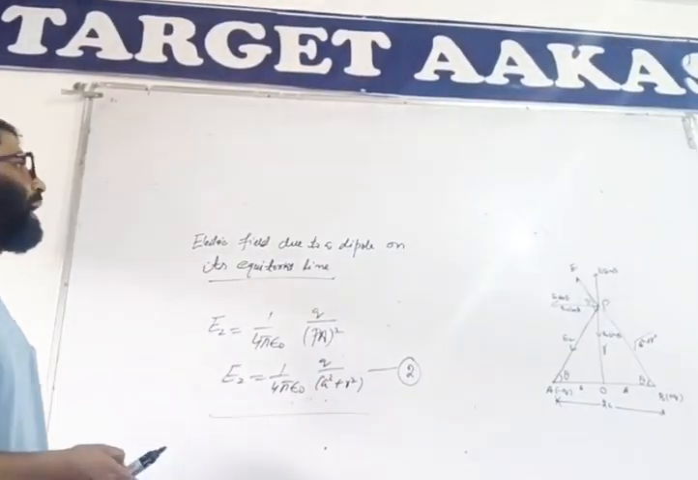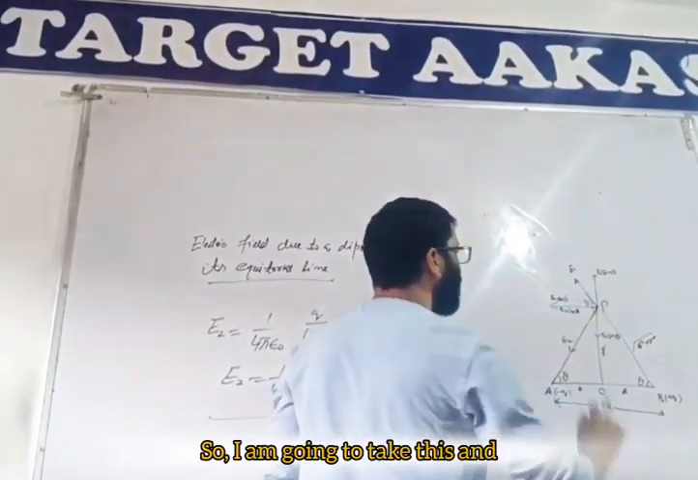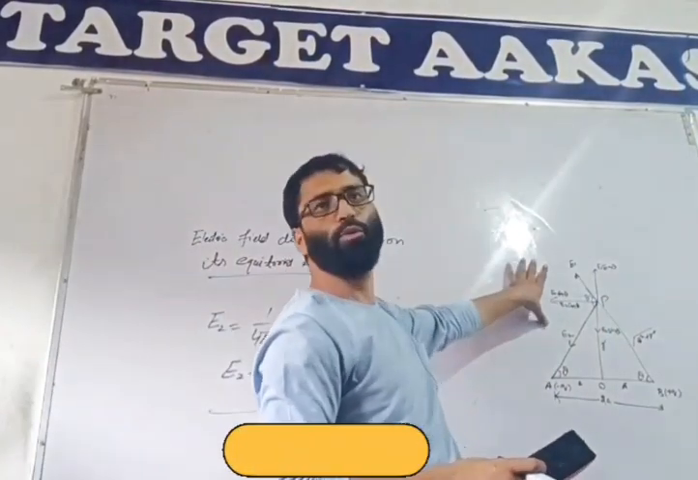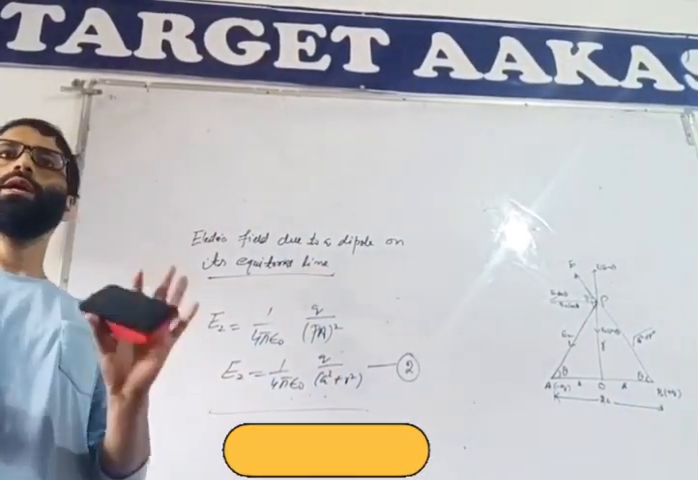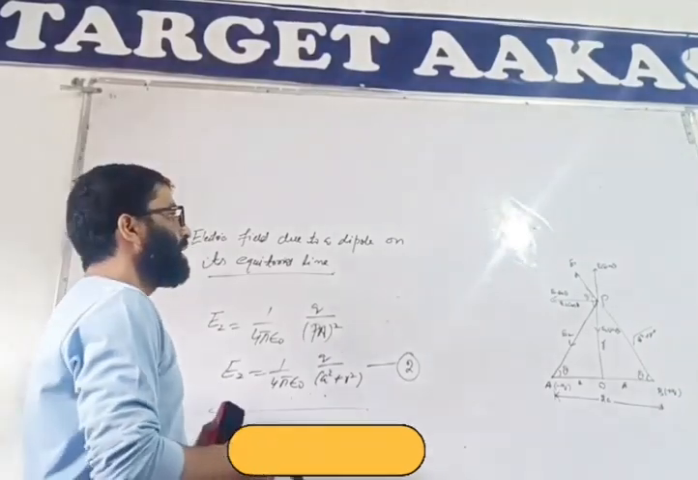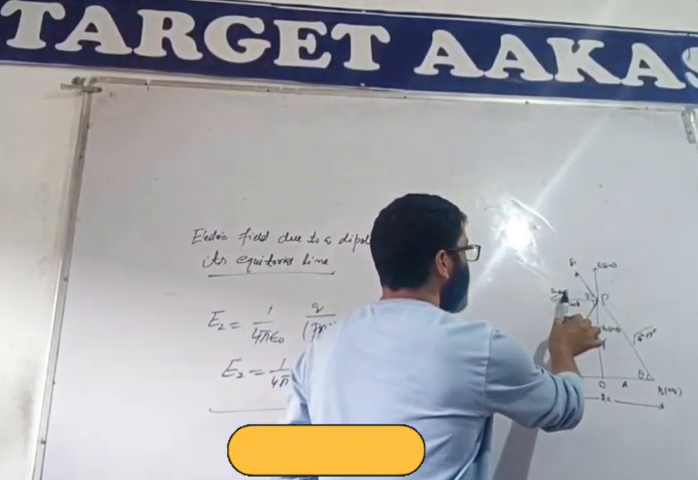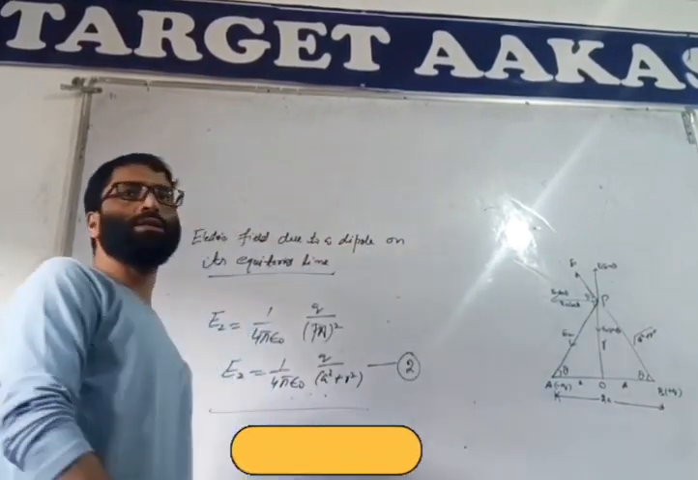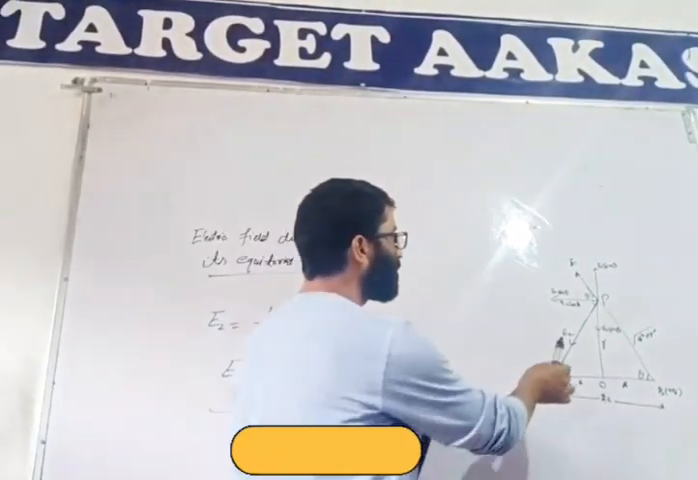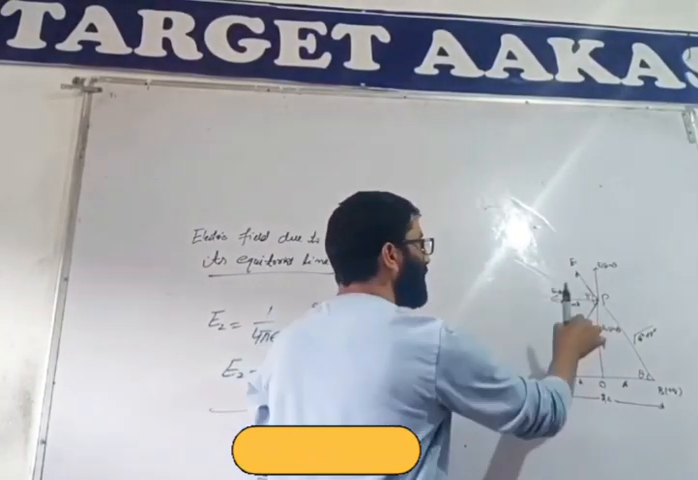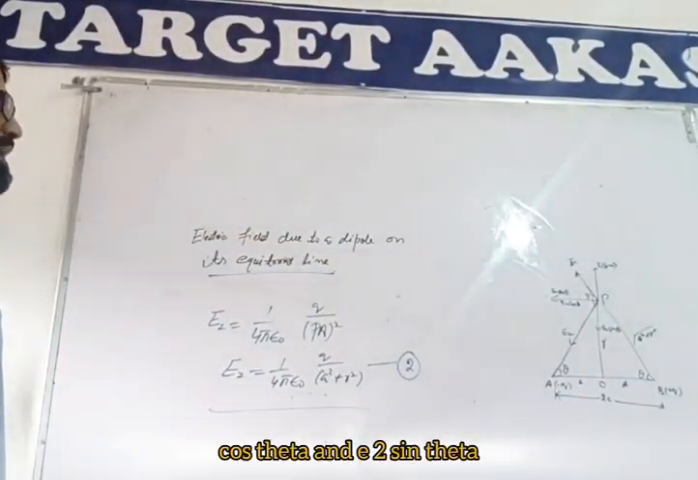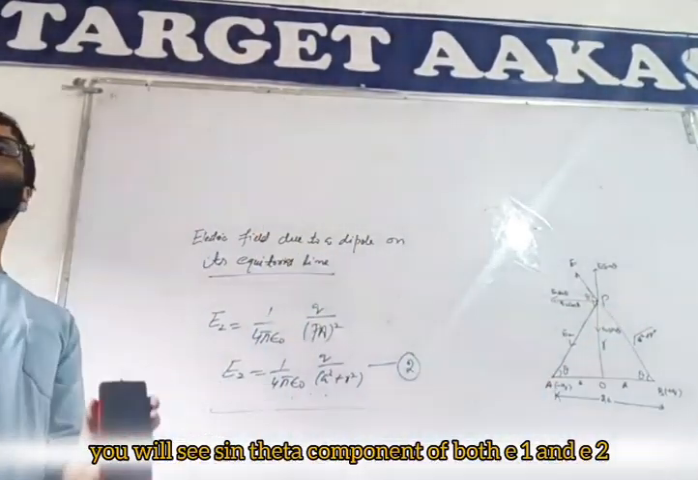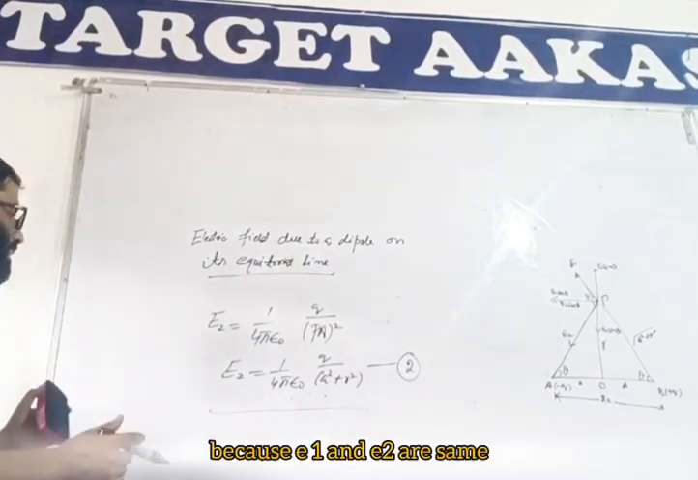How will I calculate the resultant field at this point? I will resolve E1 and E2 into rectangular components. If you see, this E1 cos theta is the component of E1 along this direction, and E1 sin theta is another component. Furthermore, if you resolve E2 into components, you get E2 cos theta and E2 sin theta. Just have a look at this diagram. You see, the sin theta components of both E1 and E2 will cancel out because E1 and E2 are of the same magnitude. So what is the resultant field?